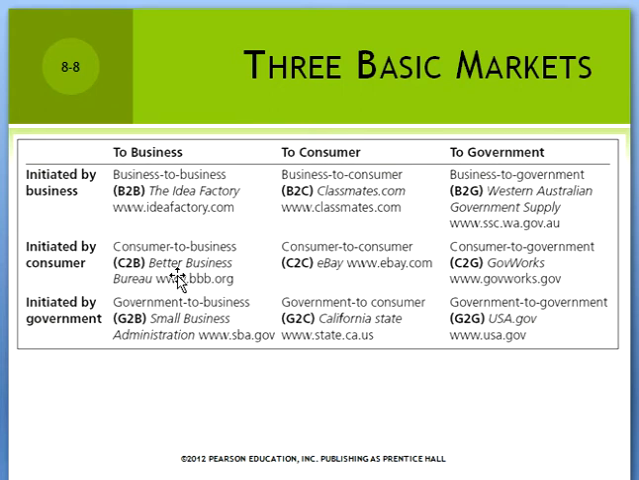C2C would be consumer to consumer. Of course, a very common example is eBay. Consumers trying to sell to consumers the products through the auctions or through the regular website. All the classified websites are also C2C.